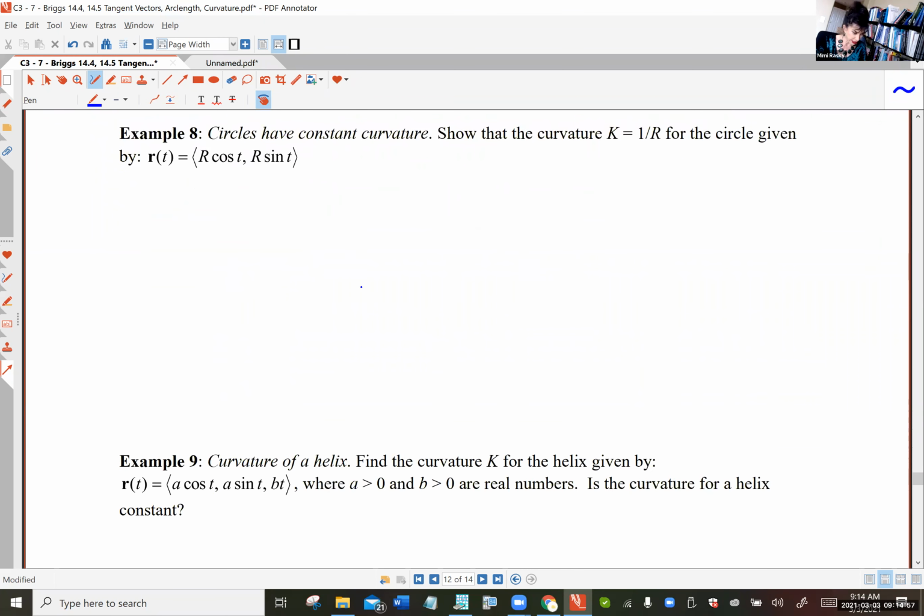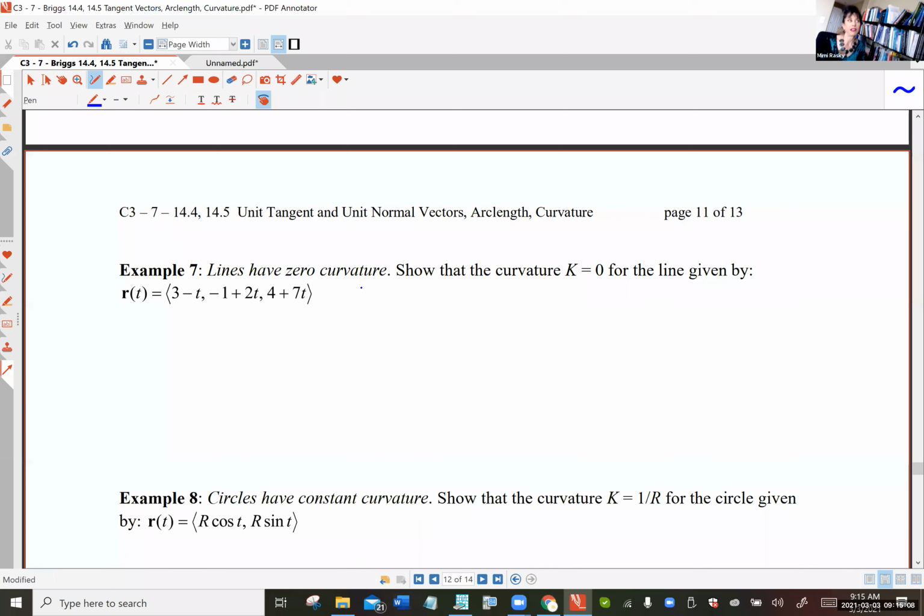Okay, so we're going to prove that lines have 0 curvature. Now, that's kind of like, why do we have to do that? That's kind of silly. It's obvious that a straight line doesn't have any curvature. But I want you to see that this formula really works.